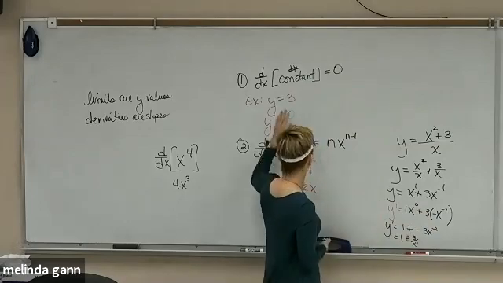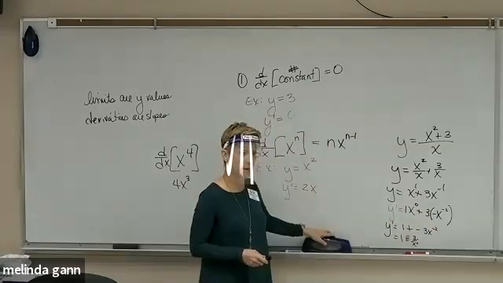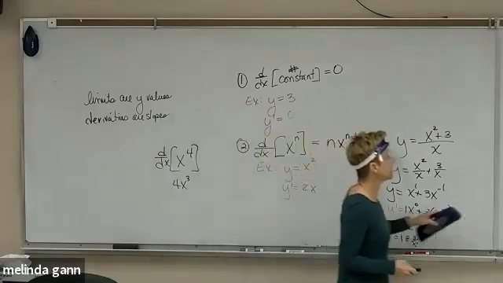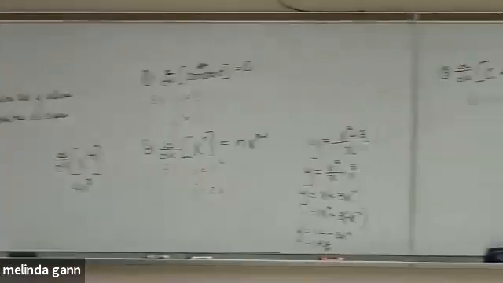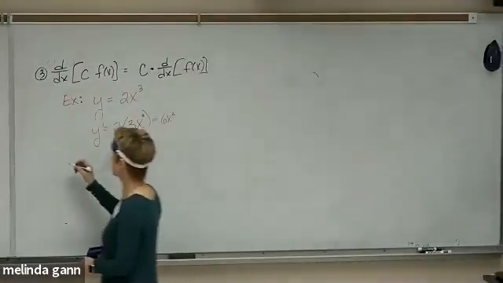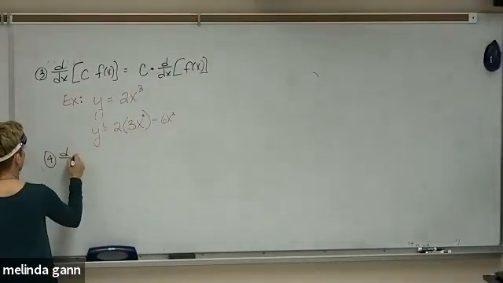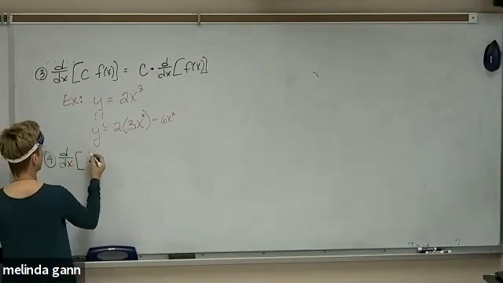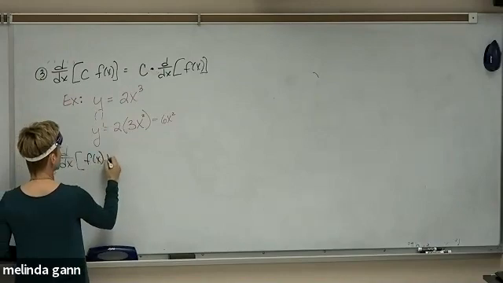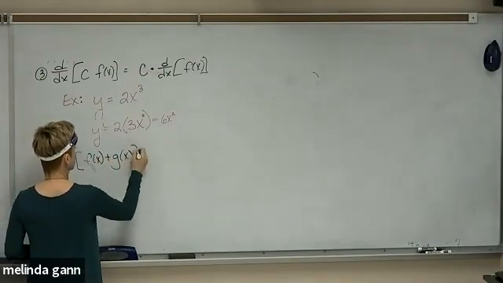Okay. So does everybody understand your first 3 rules? Are we okay? All right, let's go get this 4th rule. All right. Here's rule number 4. What if, and I got ahead of myself right here, what if you had an f of x plus a g of x?